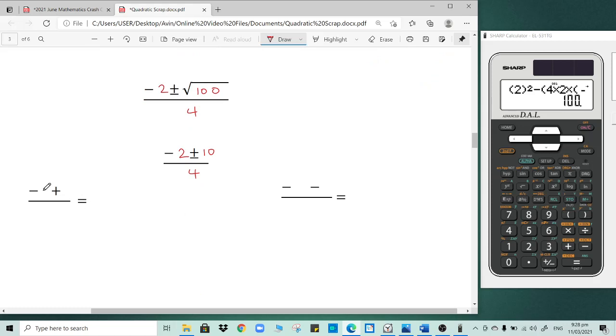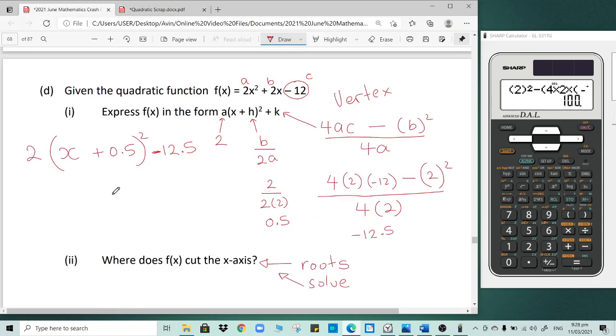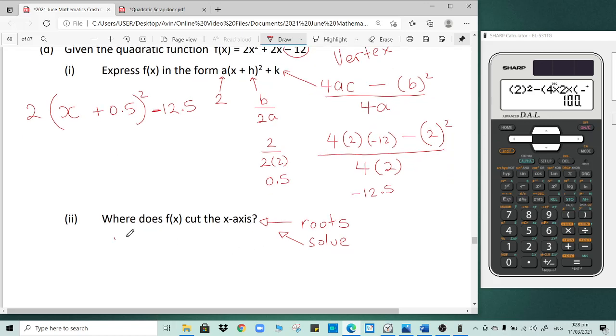So now we have minus 2 plus or minus 10 divided by 4. Then minus 2 minus 10 divided by 4. Minus 2 plus 10 is 8. 8 divided by 4 is 2. Minus 2 minus 10 is minus 12. Minus 12 divided by 4 is minus 3. So it will cut the x-axis at 2 and minus 3. So they'd have two answers here. It cuts the x-axis at 2 and minus 3. Great.